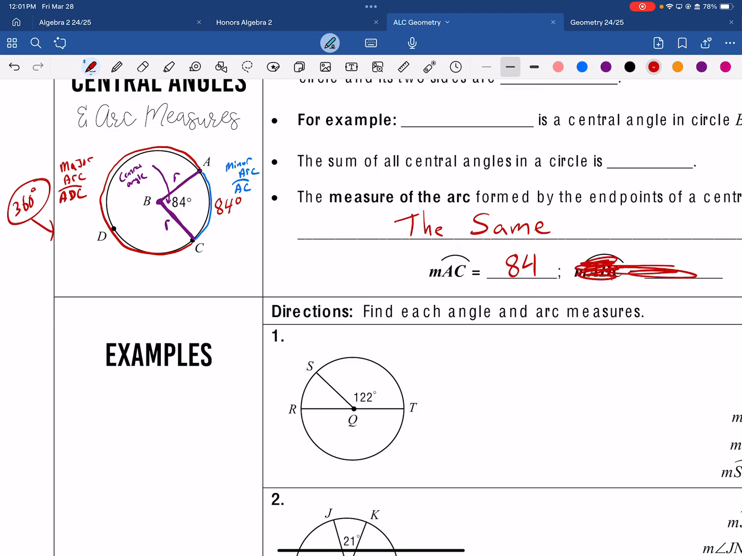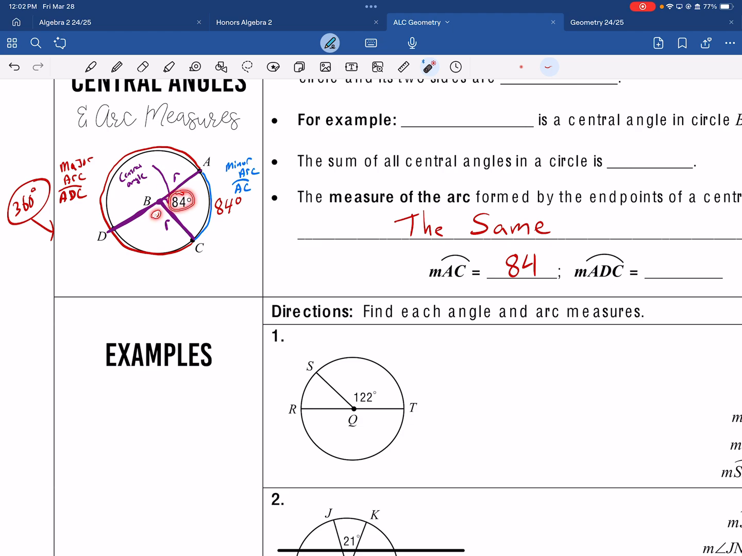This part isn't in there, but we can do that. Okay. So what happens then if I extend this? I'm going to extend this side, and I'm going to create this angle right here. Can I find the measure of this angle right here?